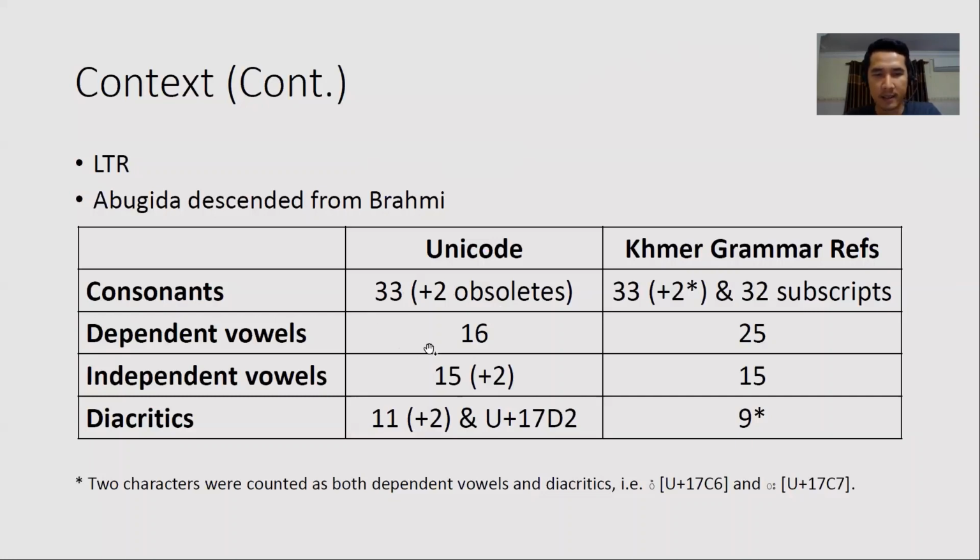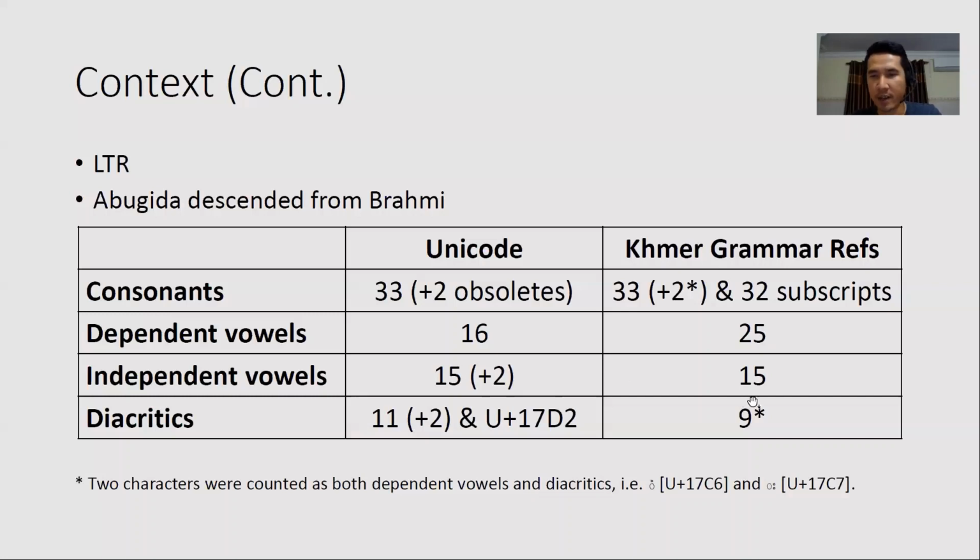There are 16 dependent vowels according to Unicode. So these are pure vowels. There is no vowel and diacritic combination or vowel and sign combination at all. That's why I call it pure. While the Khmer grammar references listed 25 vowels altogether. So these are vowels that include the combination between vowel and sign, or vowel and diacritic.